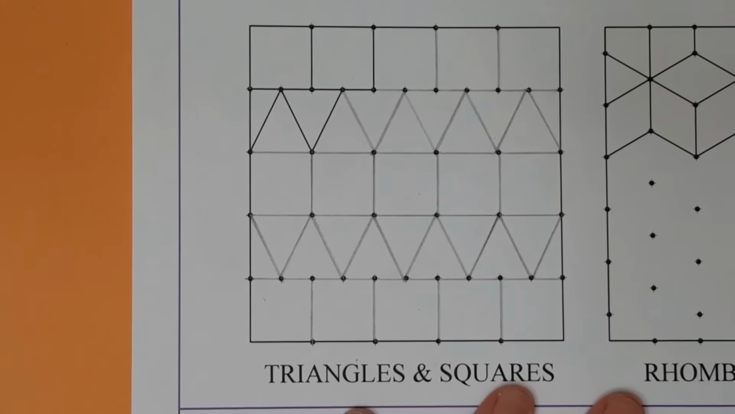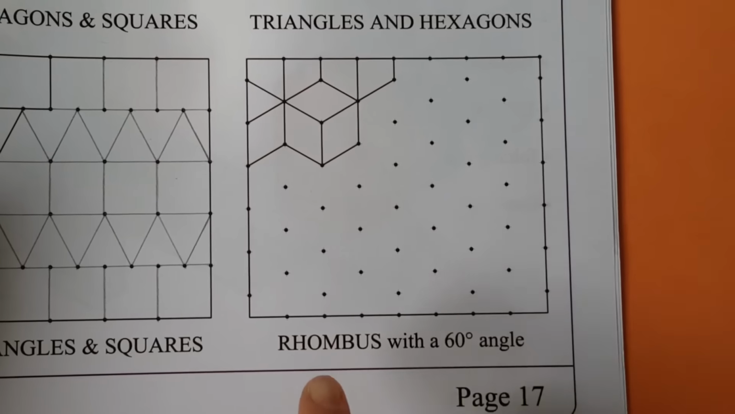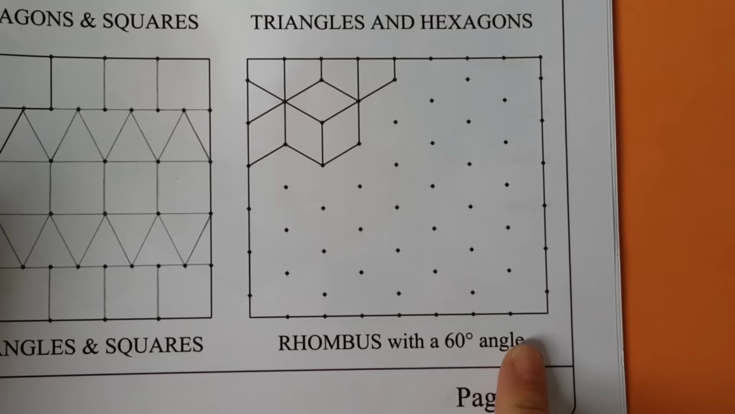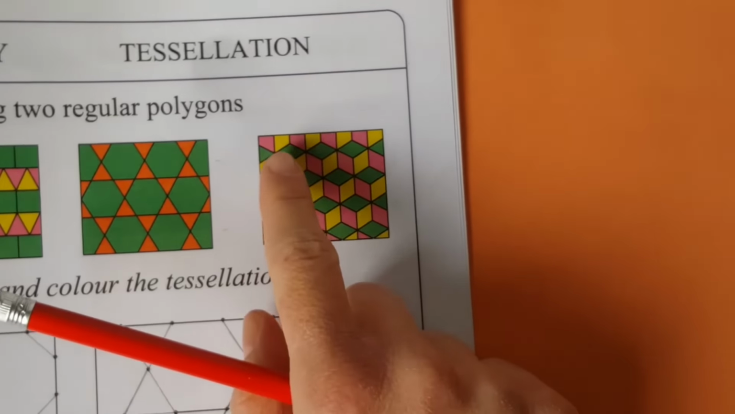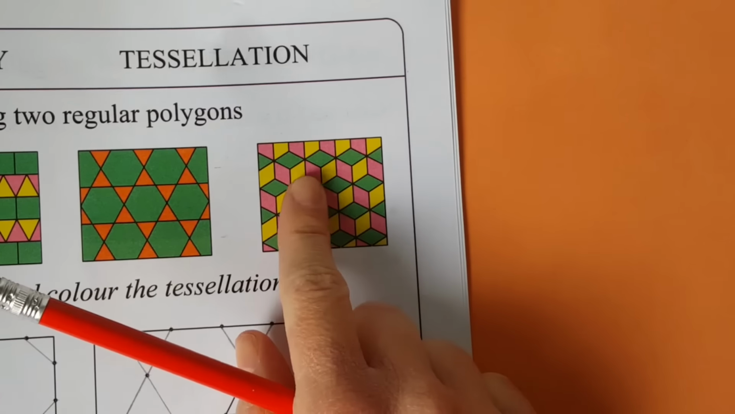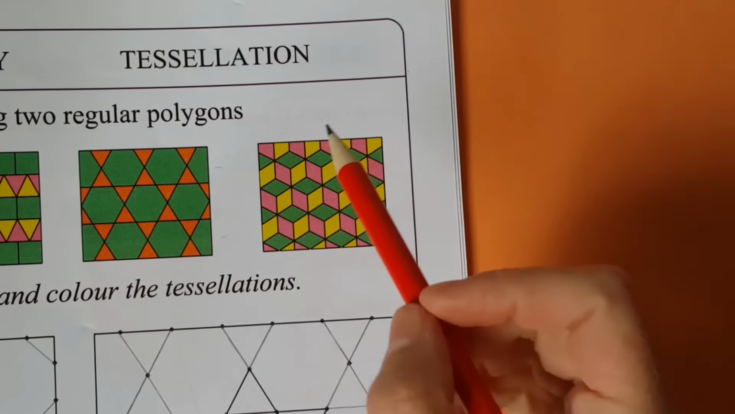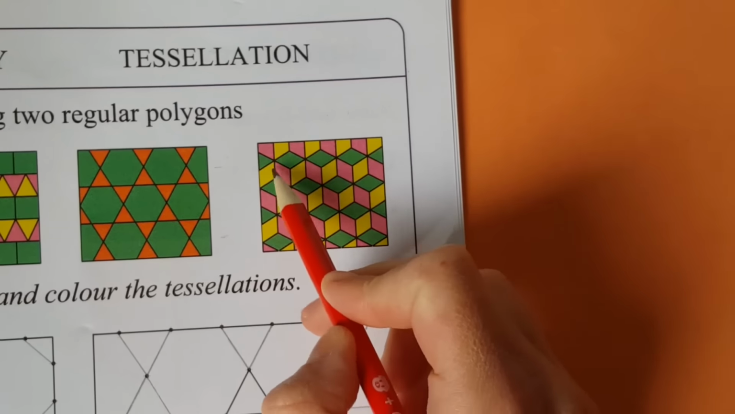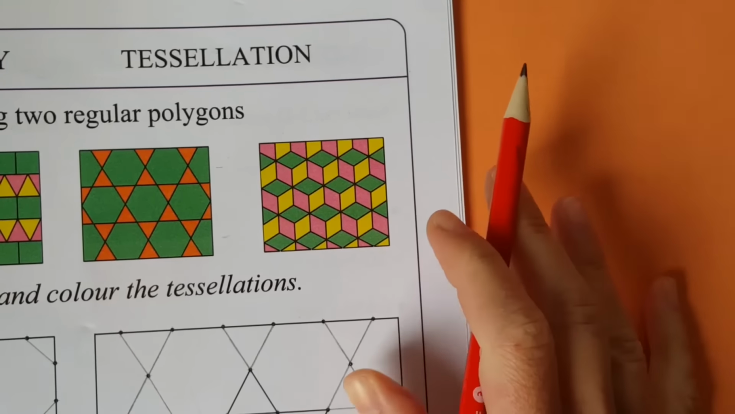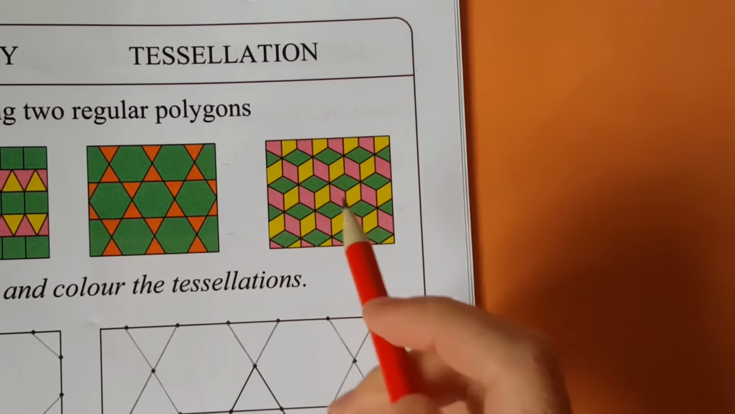Now let's move on to the next tessellation, which is made up of rhombuses at 60 degrees. Once again, like we did with the others, let's take a look at the reference image and analyze it well. So at first glance, I would immediately see that this tessellation is sort of made up of 3D cubes.